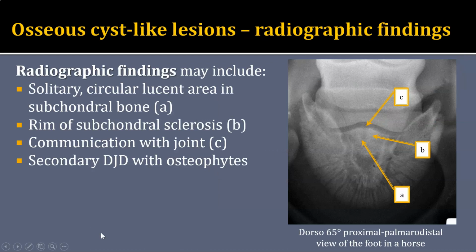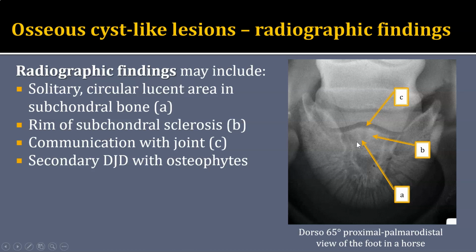The osseous cyst-like lesions are a little bit different in appearance and also in location, as we saw. Our example horse here is actually an osseous cyst-like lesion in the distal phalanx at the extensor process. And so the radiographic findings that we look for, very specifically, the first thing to identify is this solitary circular or oval lucent area that is in the subchondral bone. So again, this is the extensor process, and we have this oval lucency. It's not very large, so it's not really standing out very well.